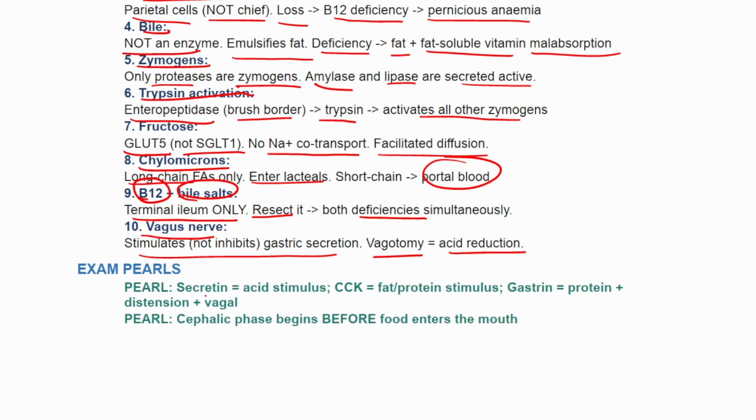As established in our examples, the hormonal and neural triggers are perfectly matched to specific luminal contents. Secretin is driven by an acid stimulus. CCK is activated by fat and protein stimulus, and gastrin is stimulated by a combination of protein plus distension plus vagal input. Then the cephalic phase functions as a specialized form of pre-absorptive conditioning, demonstrating that the entire digestive engine begins actively prepping for chemical processing before food even enters the mouth.